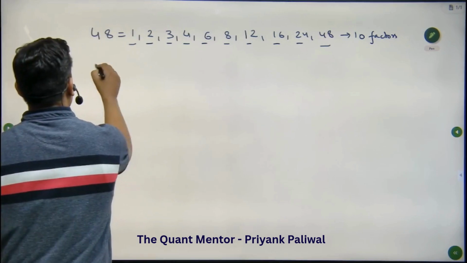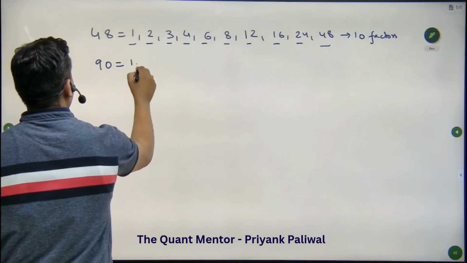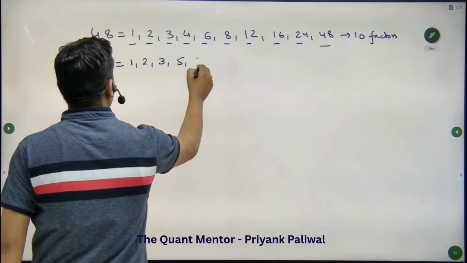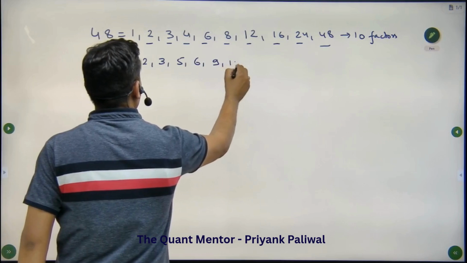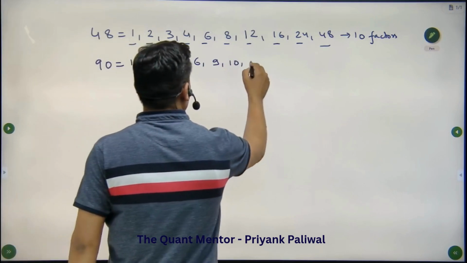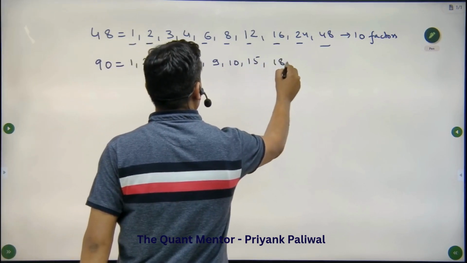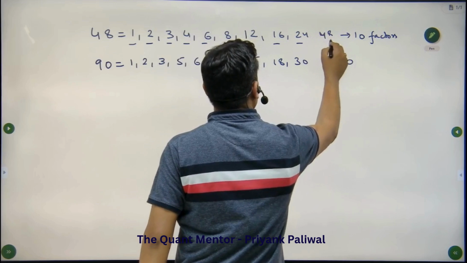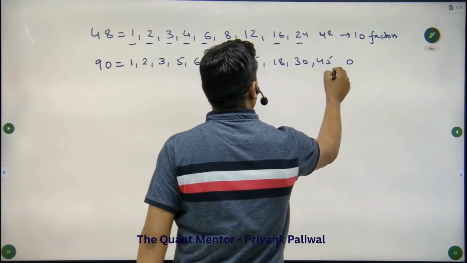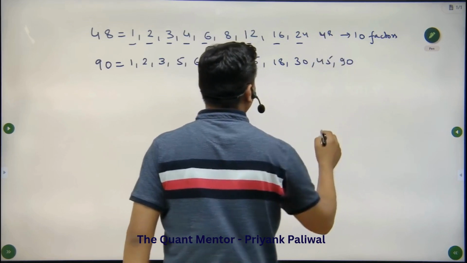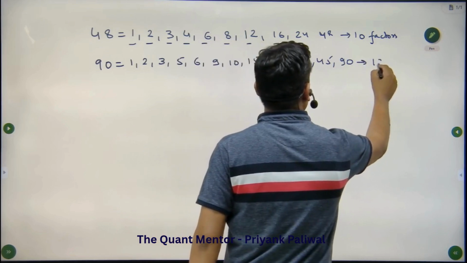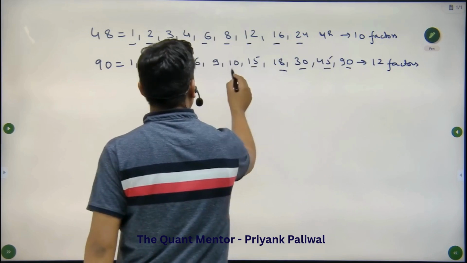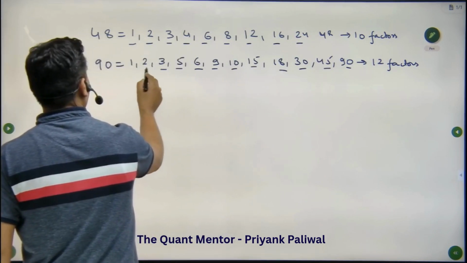90 is divisible by 1, 2, 3, 5, 6, 9, 10. Then we have 15, 18, 30, 45 and 90. So how many factors? 12 factors. 1, 2, 3, 4, 5, 6, 7, 8, 9, 10, 11 and 12.